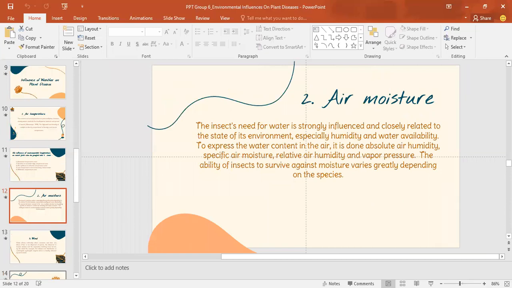Two, air moisture. The insect's need for water is strongly influenced by and closely related to the state of the environment, especially humidity and water availability. To express the water content in the air, we use absolute air humidity, specific air moisture, relative air humidity, and vapor pressure. The ability of insects to survive against moisture varies greatly depending on the species.